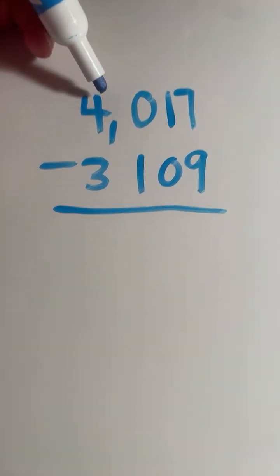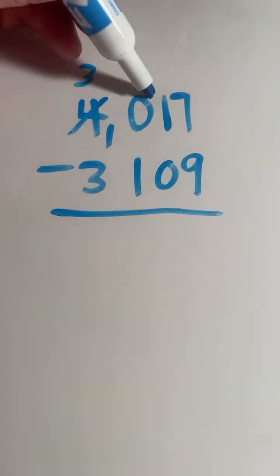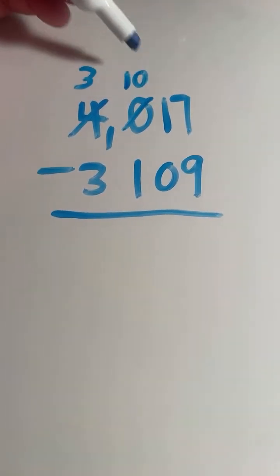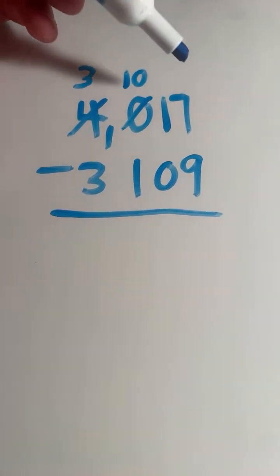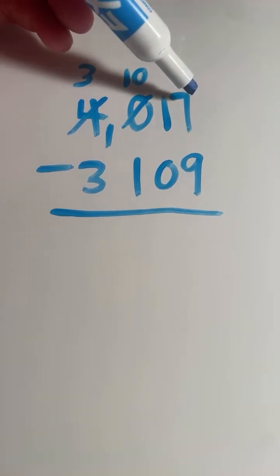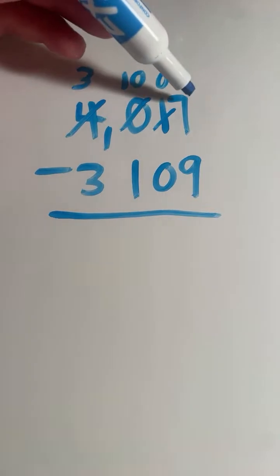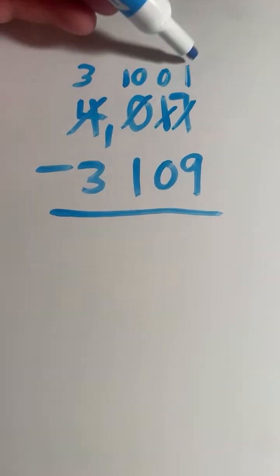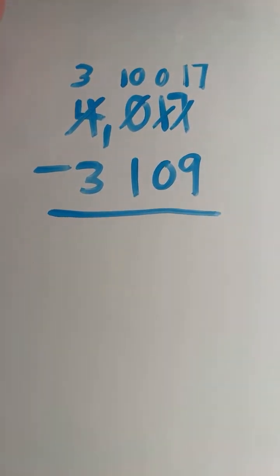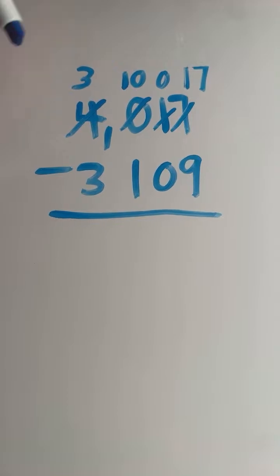So the 4 in the thousands place is going to become a 3. The 0 in the hundreds place becomes a 10. You can't start out with 7 and take away 9. So the 1 in the tens place becomes a 0. The 7 becomes a 17. And now we are ready to subtract.